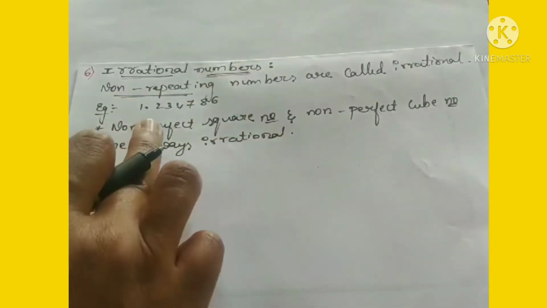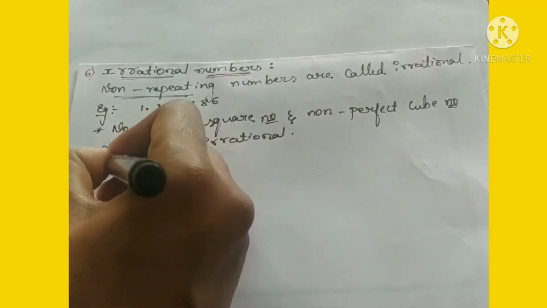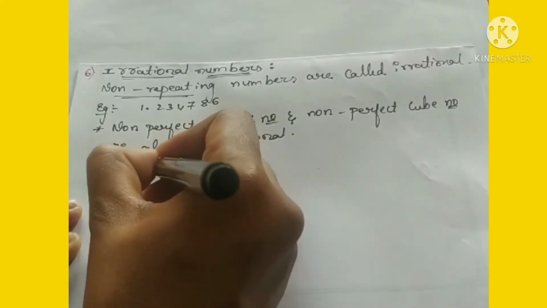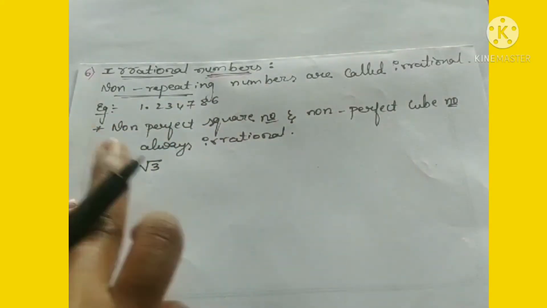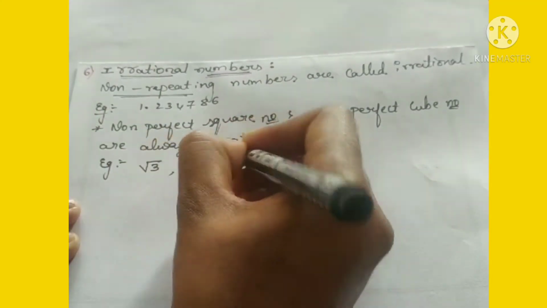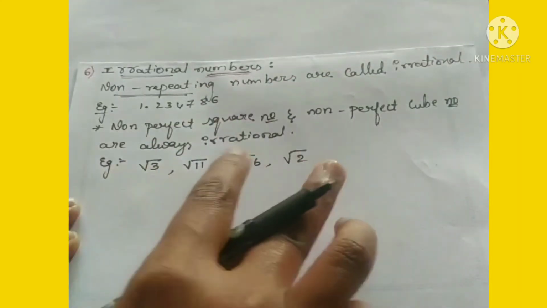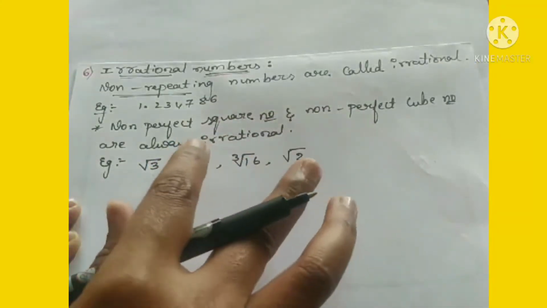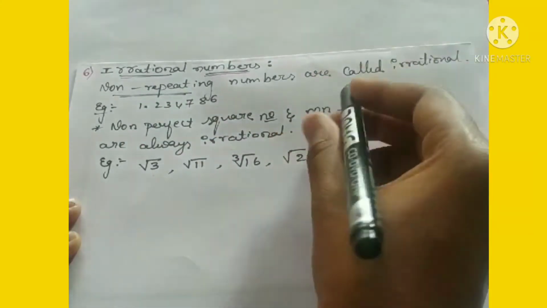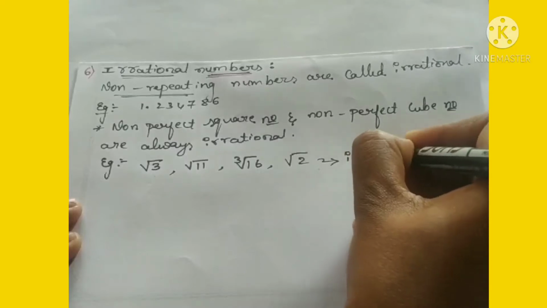I will give examples for non-perfect square numbers and non-perfect cube numbers. Example: square root of 3, it is not a perfect square. One more example is square root of 11, cube root of 16, square root of 2. These are all non-perfect square numbers and non-perfect cube numbers. So if non-perfect square numbers and non-perfect cube numbers come, they are referred to as irrational numbers.